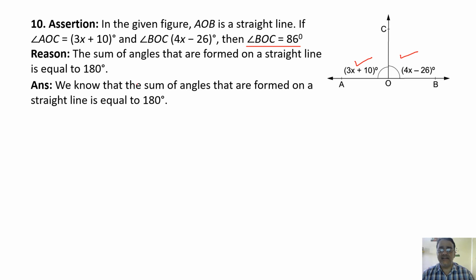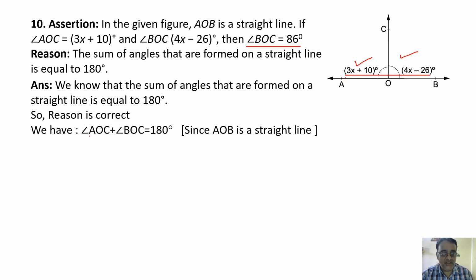We know that the sum of angles that are formed on a straight line is equal to 180 degrees. Now we have to use the same thing for the assertion. Now, is 86 degrees coming in the assertion or not, that we have to check. Okay, so now the sum of these two angles is equal to 180 degrees, right? So this is 3x plus 10 and this is 4x minus 26. So 3x plus 4x will be 7x, and 10 minus 26 is minus 16. If you shift it to the right hand side, it will become plus 16. So 7x is equal to 196.